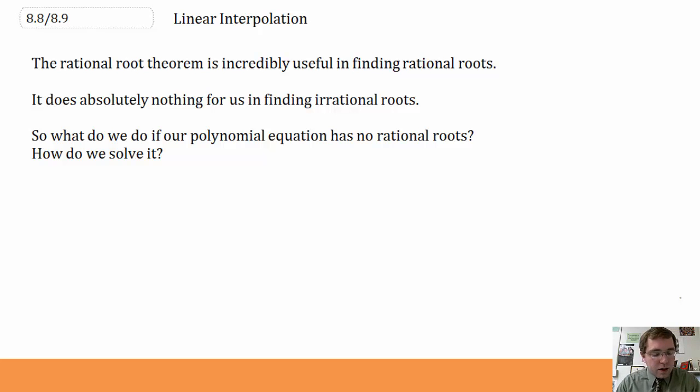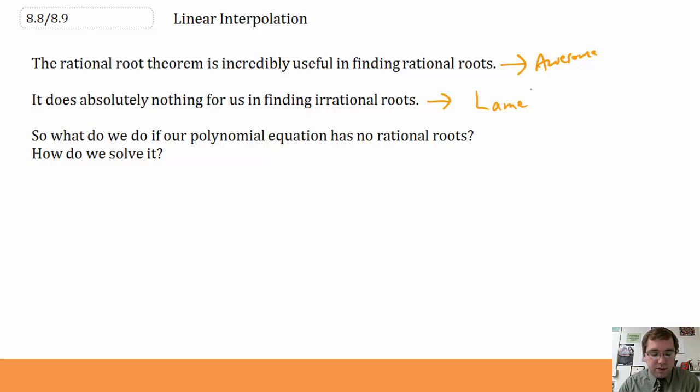First, something different. The rational root theorem that we had in the last video and that we used in class the other day is incredibly useful in finding rational roots. In fact, it gives us a finite number of possible rational roots. And if we're going to have rational roots, they have to appear in that list. It does absolutely nothing for us in finding irrational roots. So finding rational roots, awesome. Finding irrational roots, lame. It does nothing for irrational roots.